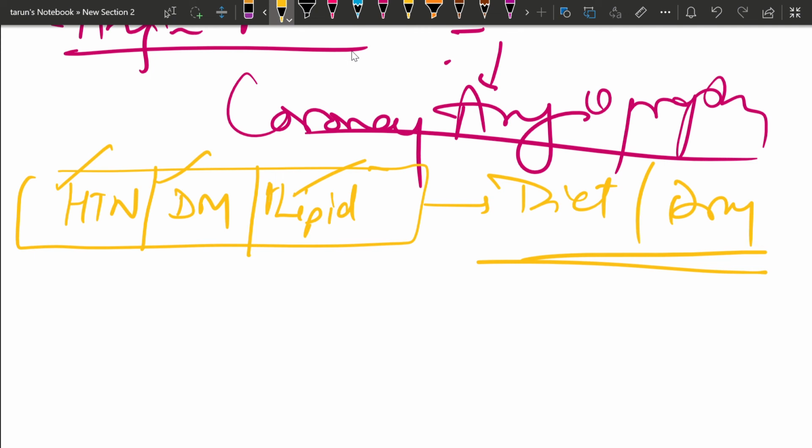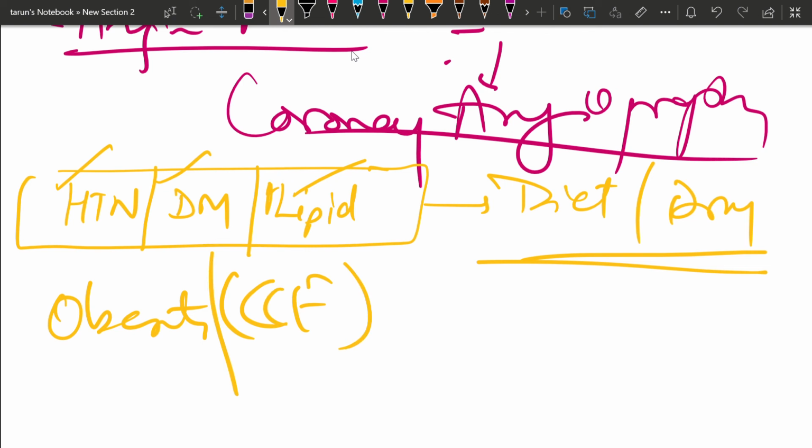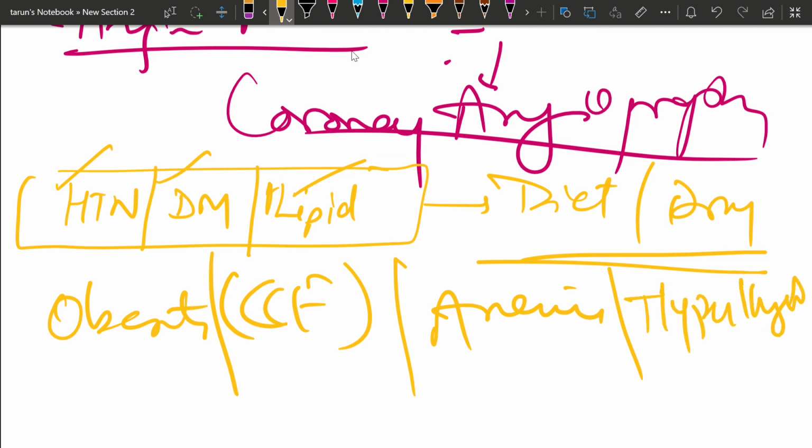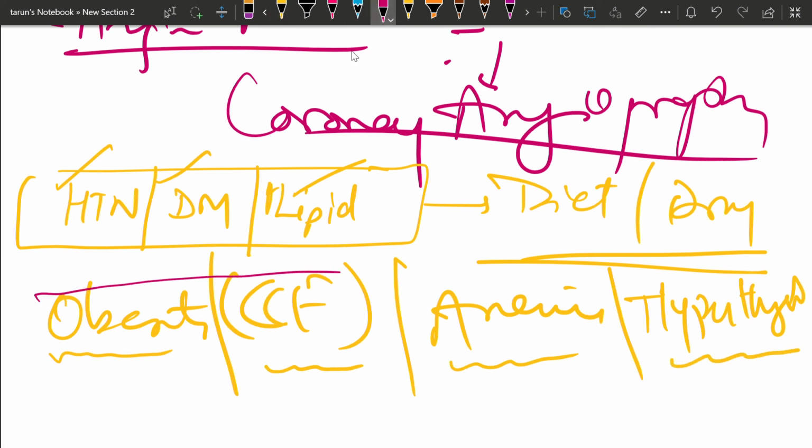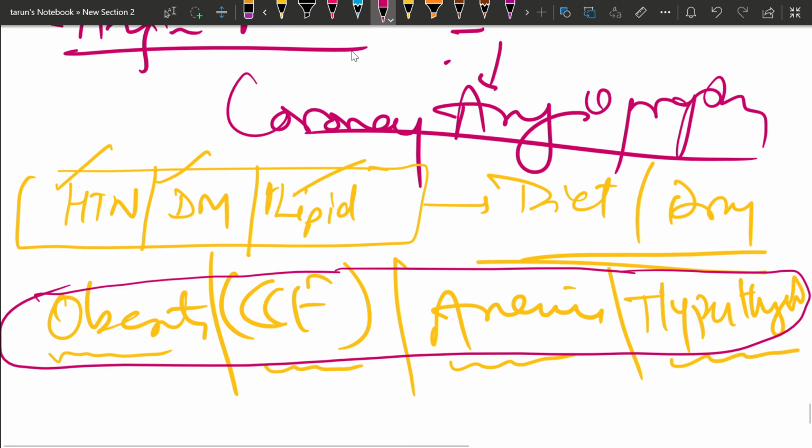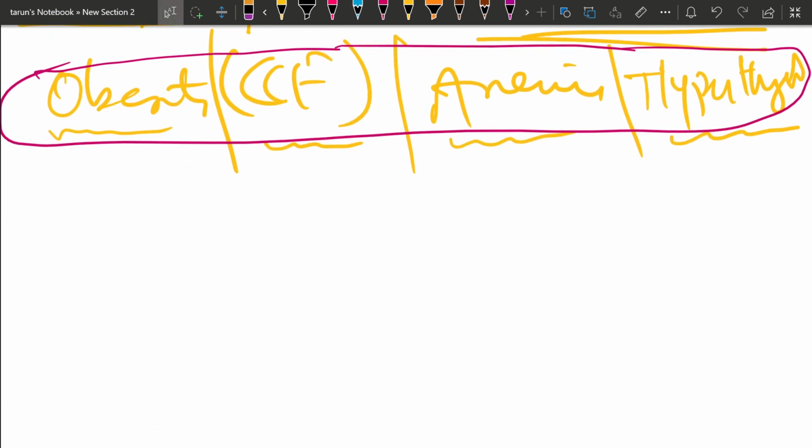We also have to correct the exaggerating factors contributing to the angina. That could be obesity, congestive cardiac failure, CCF, anemia and hyperthyroidism. This is important. Obesity, heart failure, anemia, hyperthyroidism, you have to control for preventing the future attack of angina.